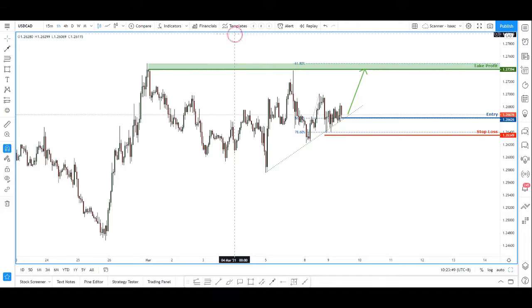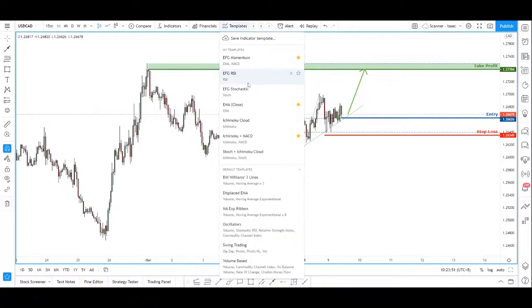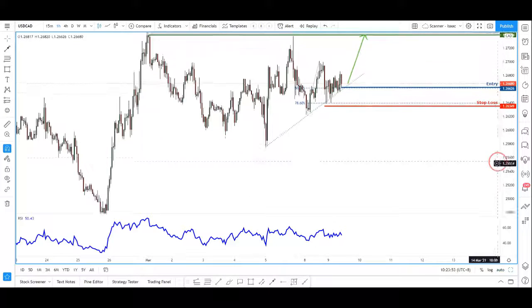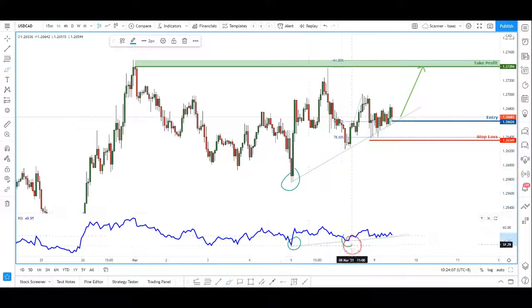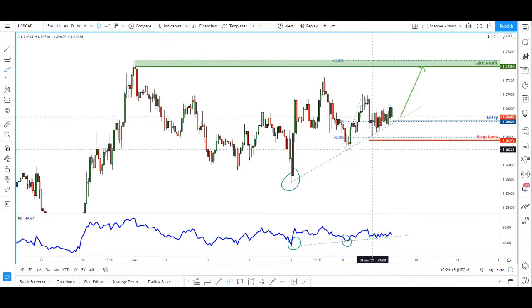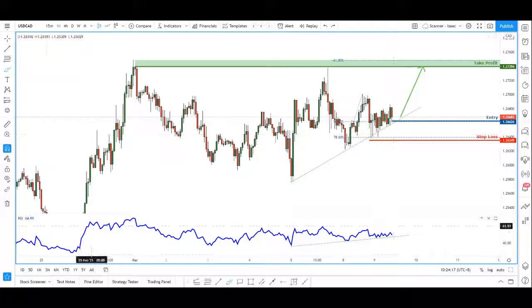Last but not least, we can also include RSI. If we were to zoom in on the RSI indicator and draw an ascending trend line support, we see that every time the RSI tests this ascending trend line support, price reacts pretty strongly over here, and price reacts pretty strongly in this area as well. So we can expect price to make a bigger bounce anytime soon.